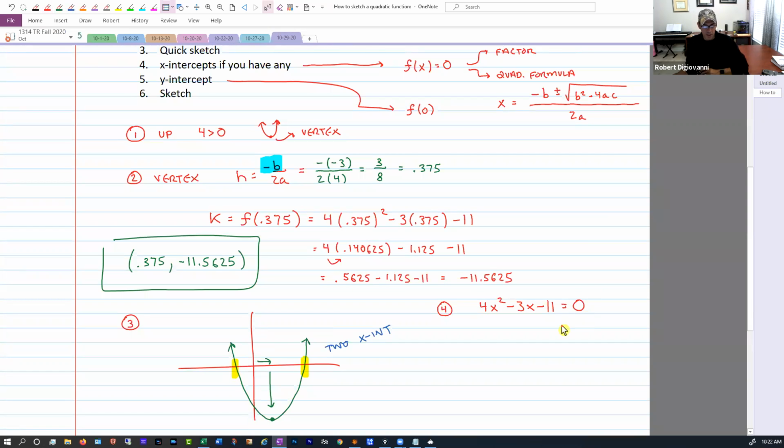Now you can either try and factor this, or you can use the quadratic formula. And in this particular problem, factoring will not work. You have to use the quadratic formula. And the quadratic formula is here. Let me set the quadratic formula up. We're going to get our answers. x is equal to, let's see, negative b, which is 3, plus or minus the square root of b squared, which is going to be 9, minus 4 times a, which is 4, times c, which is negative 11, all divided by 2 times 4.